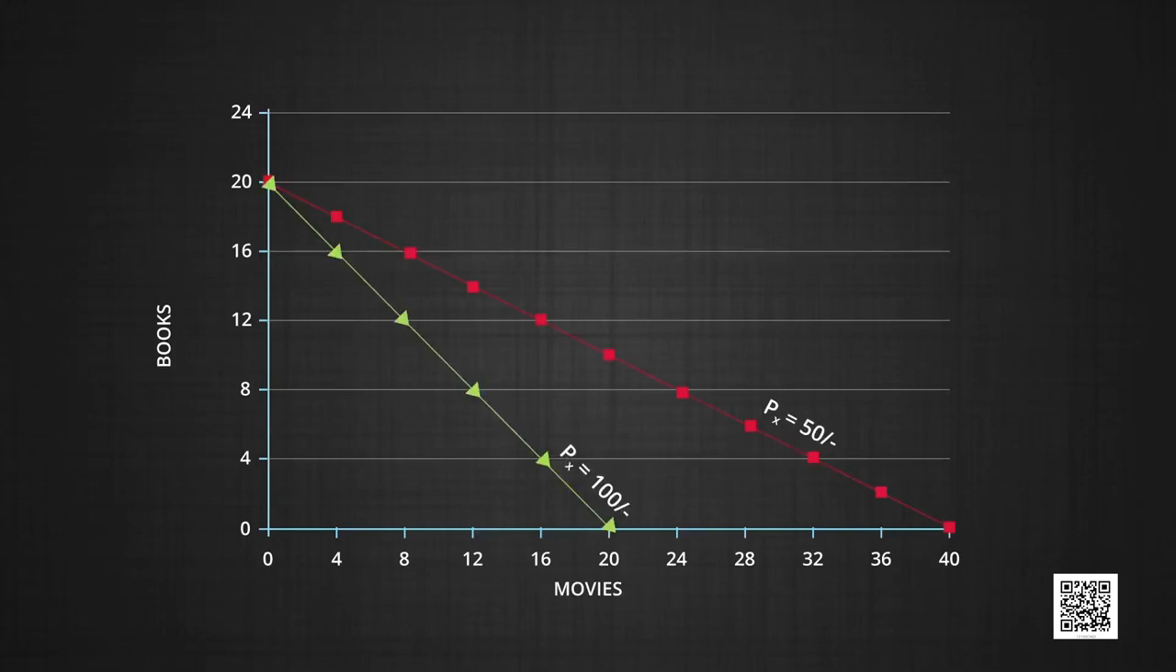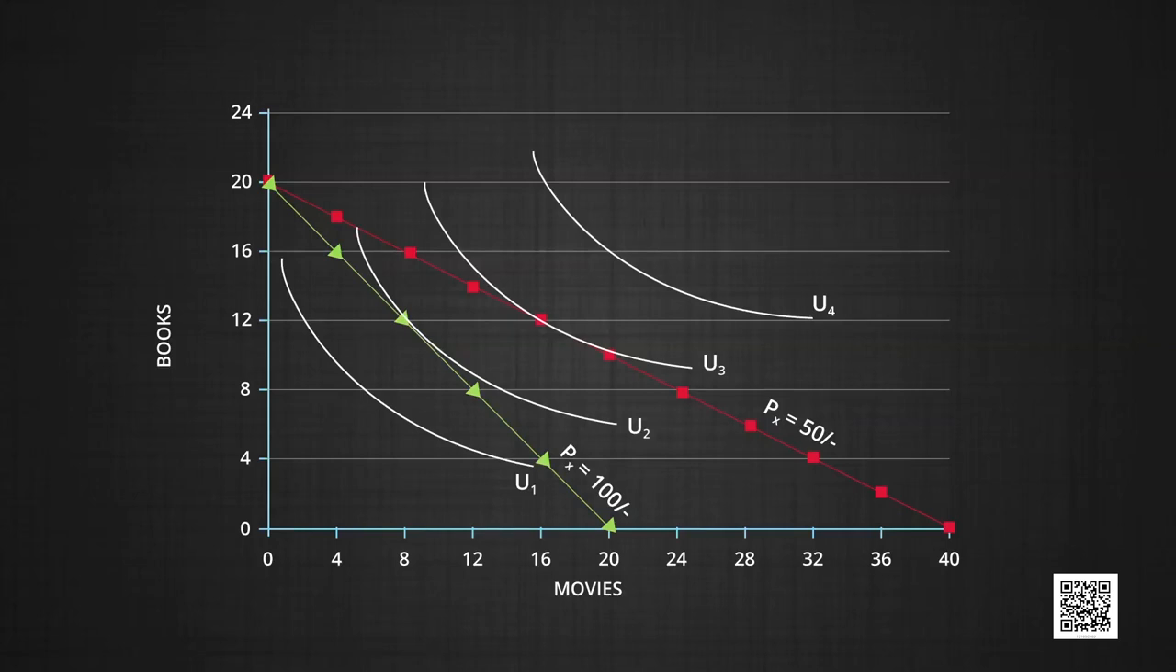Superimposed on the budget lines is the consumer's indifference map. The consumer's old equilibrium, E1, is now beyond his new green budget line. He cannot afford it anymore. His new equilibrium is where his new budget line is tangent to the highest possible indifference curve, and this is at E2. He now consumes only 10 movies and 10 books, rather than 16 movies and 12 books that he was doing earlier. Notice that the number of movies consumed has gone down as the price of movies has gone up.